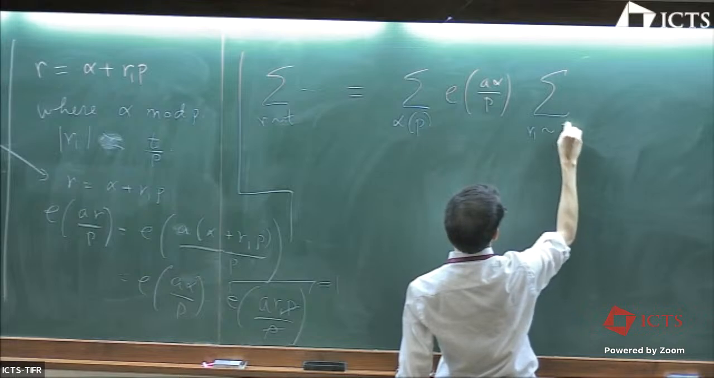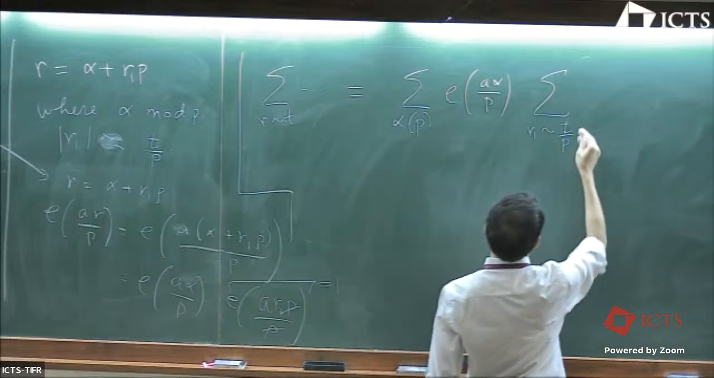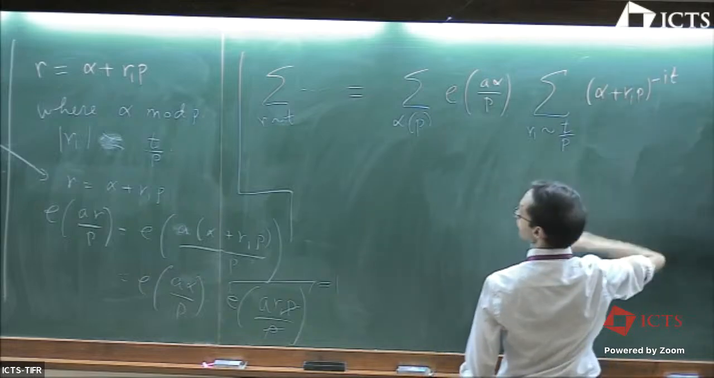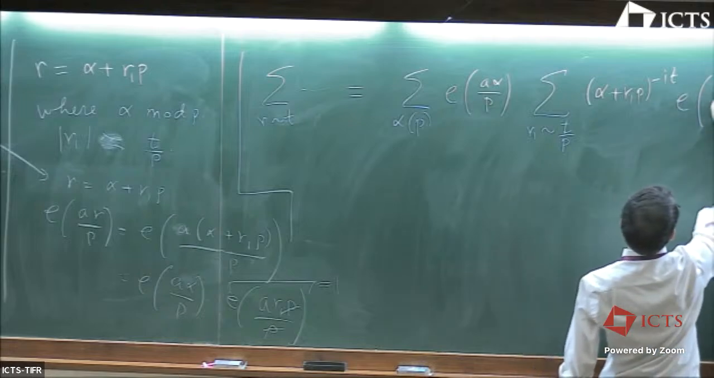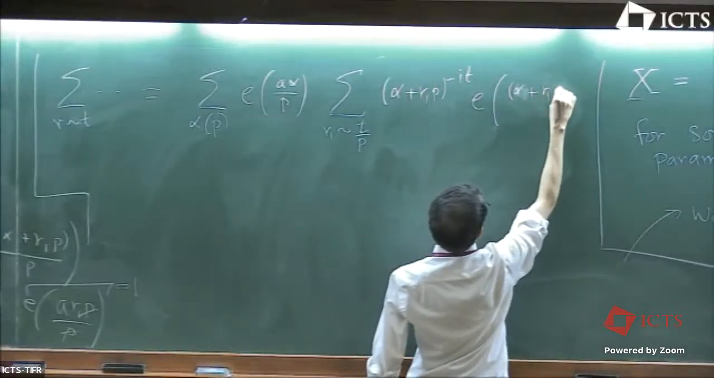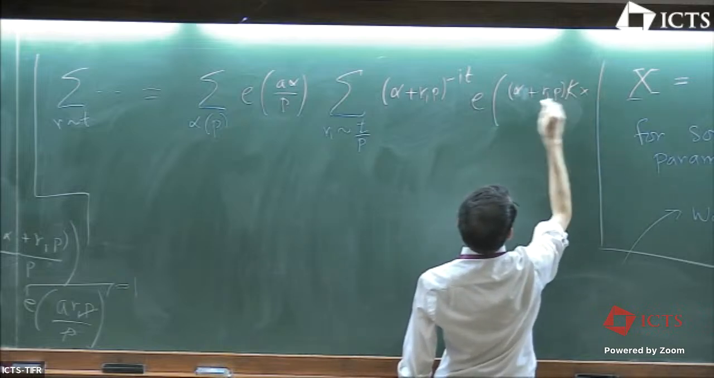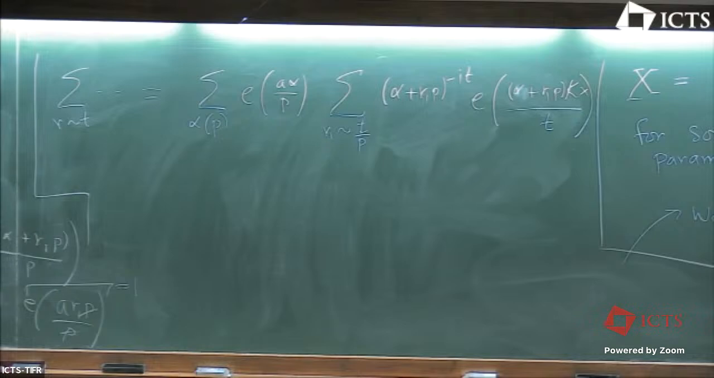So R1 is going to be of size T over p, and let's write things. So R is alpha plus R1 p, to the negative iT. You have e(-RKx/T). So this is alpha plus R1 p, Kx over T. And then we apply the Poisson summation formula.